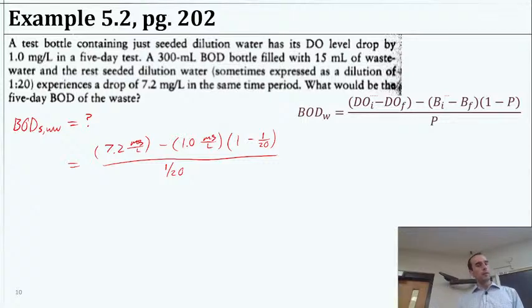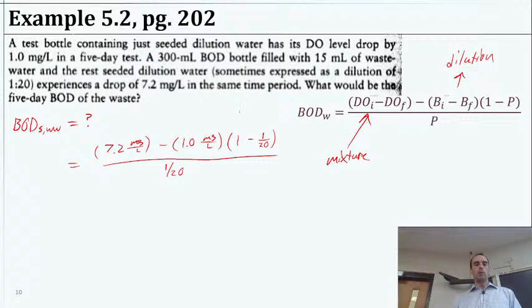All right, so hopefully you can see it didn't actually give you exact values for the DO initial or final. What you had to recognize is that it gave you a drop in DO, which inherently tells you the initial minus the final. So it told us we had a 7.2 milligram per liter drop in the diluted case. That's our mixture, whereas this is just the dilution. So we have the 7.2 milligrams per liter drop minus the 1 milligram per liter drop.